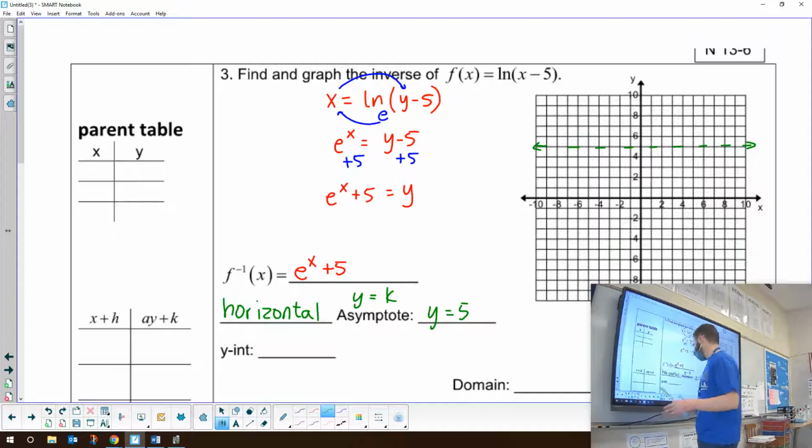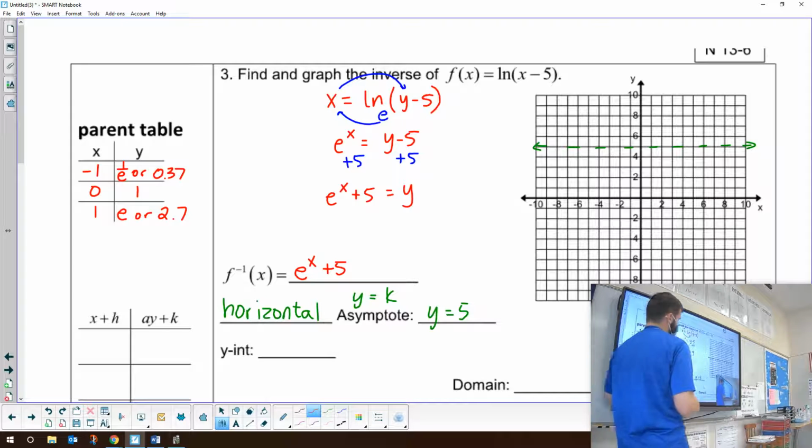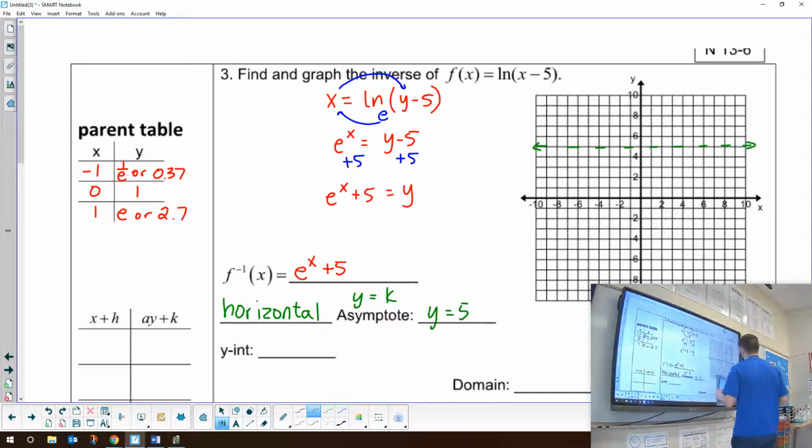So remember how it goes for an exponential. If you have -1, 0, 1, then we have 1 over my base, which is e. You could also use 0.37. And then we have a point at 1, and then we have whatever my base is, which is e, or 2.7.